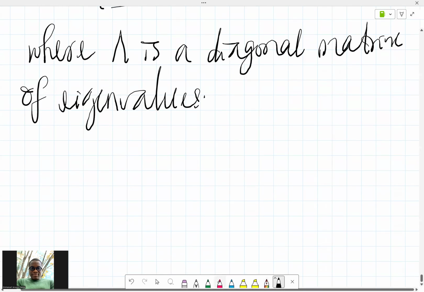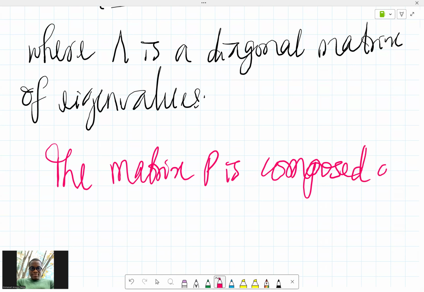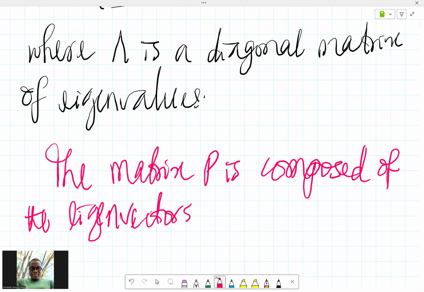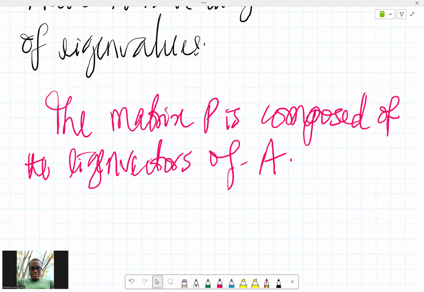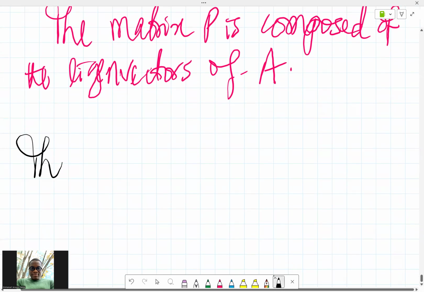So the matrix P is composed of the eigenvectors of A, just like what we did up there just now. Okay. So we can go on and talk about the fundamental matrix.